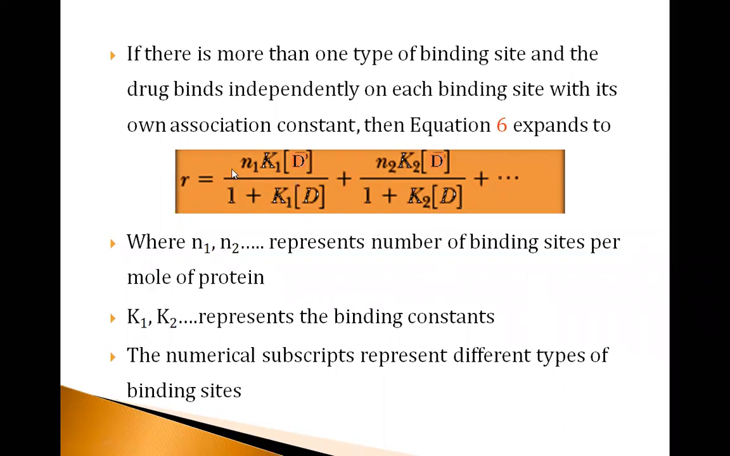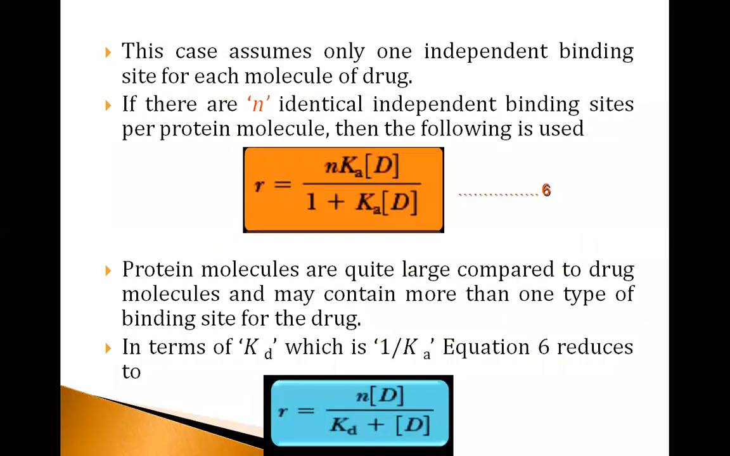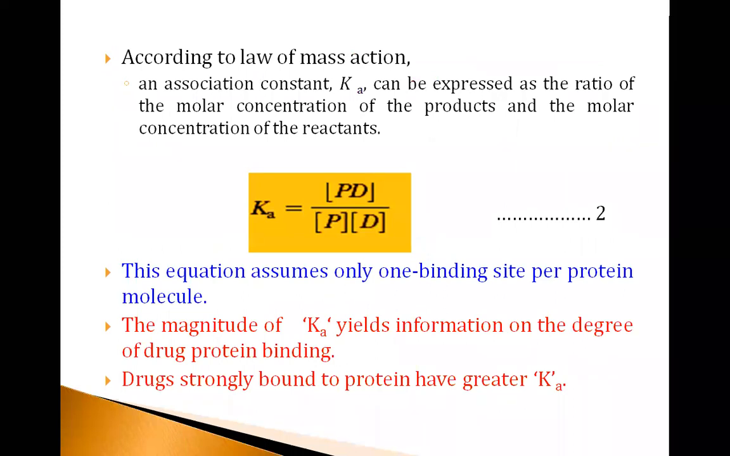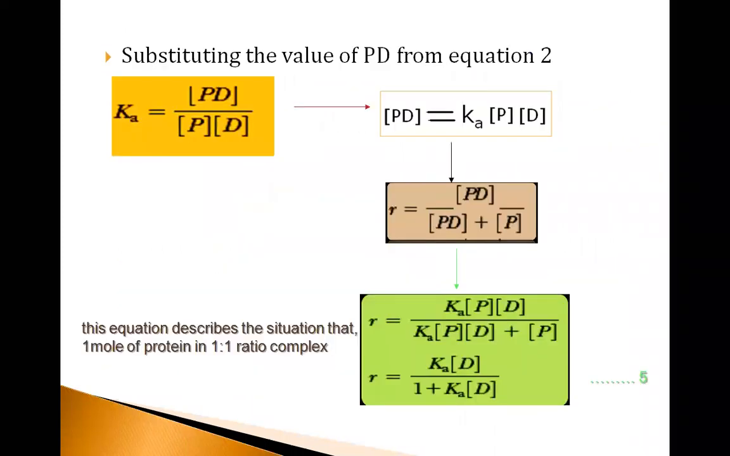So K1 represents the association constant for binding site 1, and K2 represents the association constant for binding site 2. Whatever we begin with in the derivation of the equation, it just gives you an idea of how theoretically they assume certain things, and based on those assumptions how they derive the equation. That's what we have learned from this derivation.